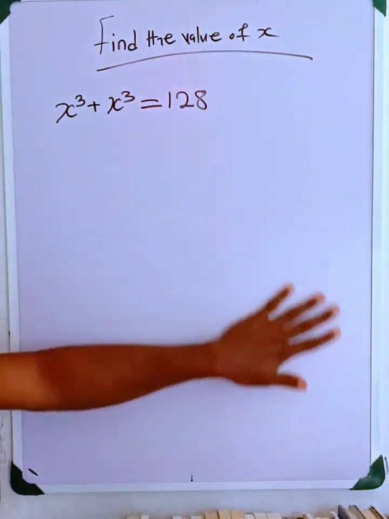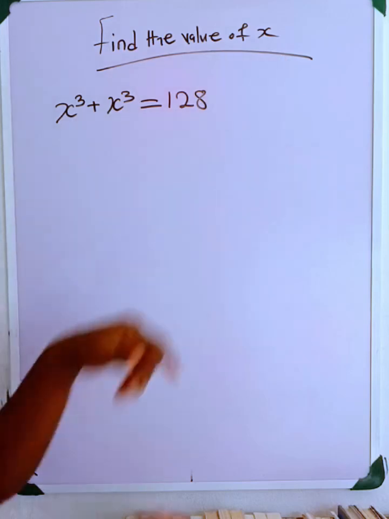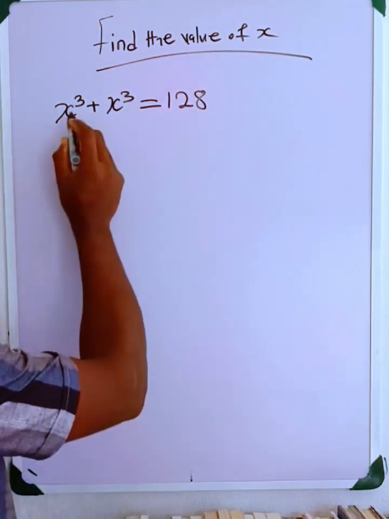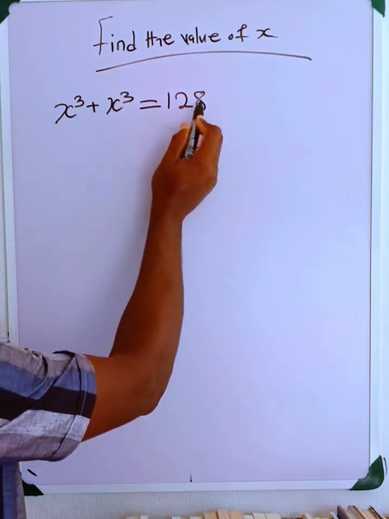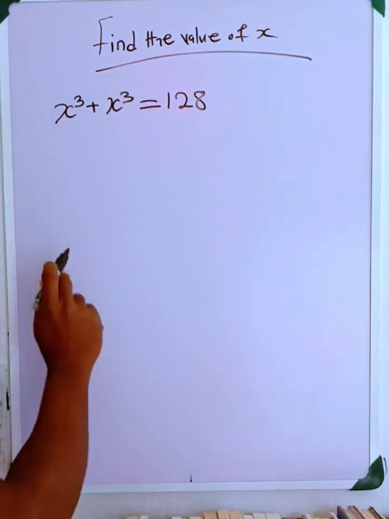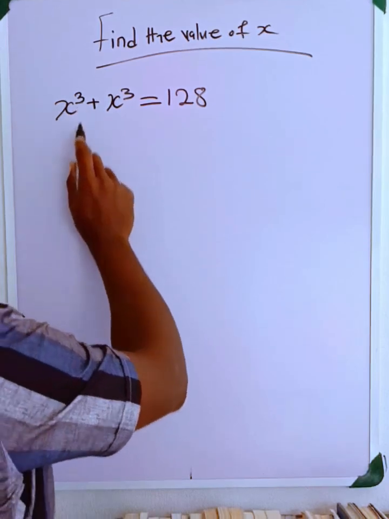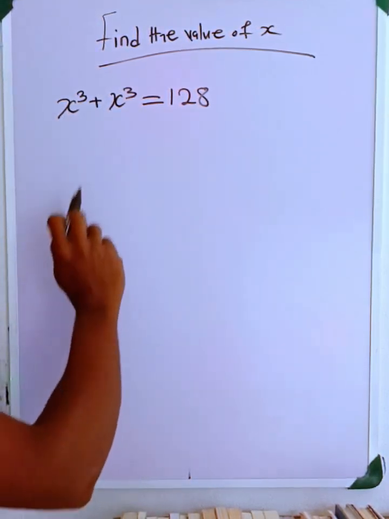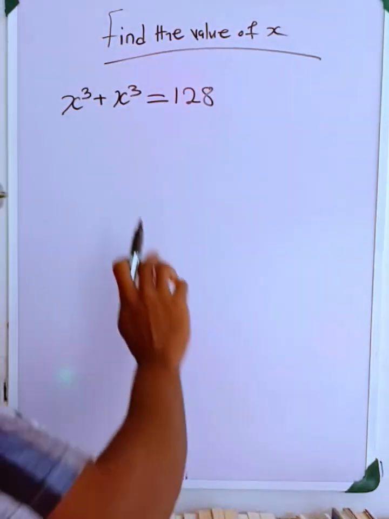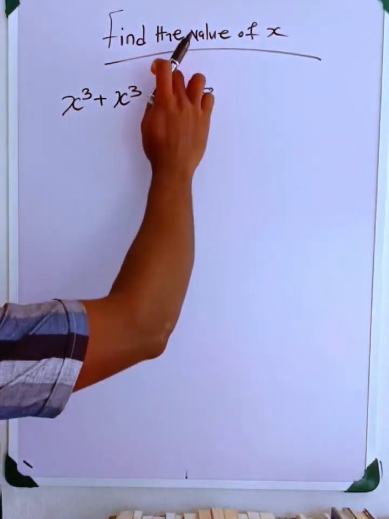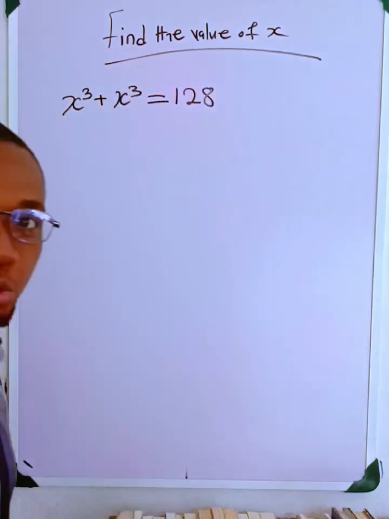We have a question on the board. Find the value of x. The question is x raised to power 3 plus x raised to power 3 equals 128. So we are to find the value of x. And at the end of the day, when we find the value of x, we prove that that value of x is correct by substituting it here to see if it will give us this value, 128.